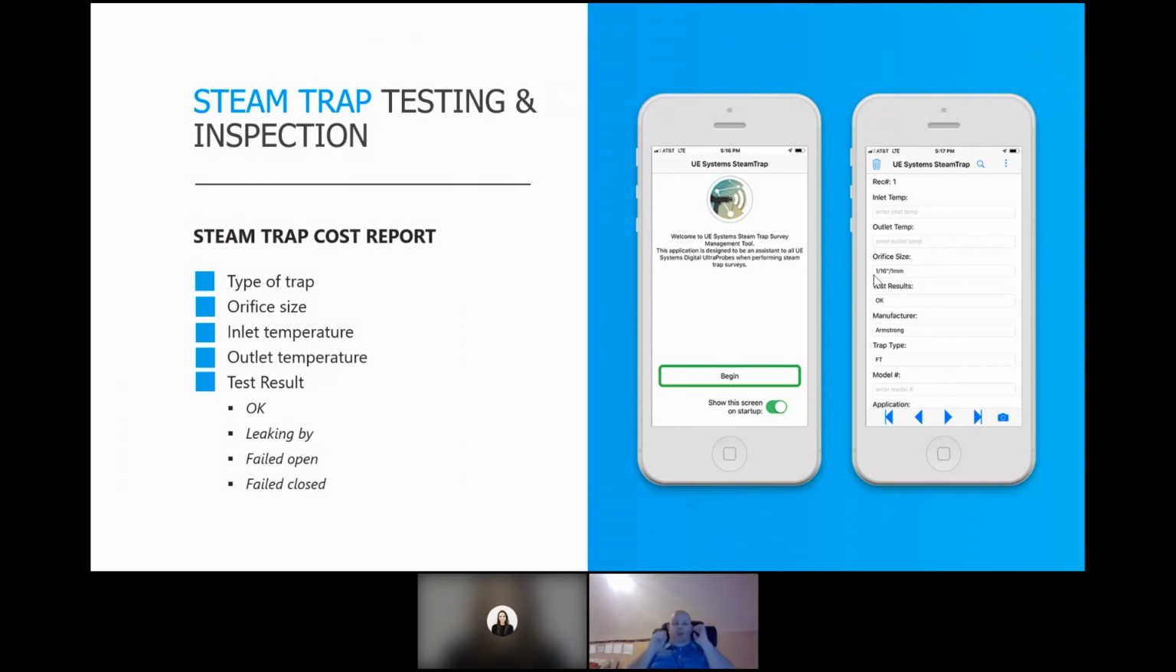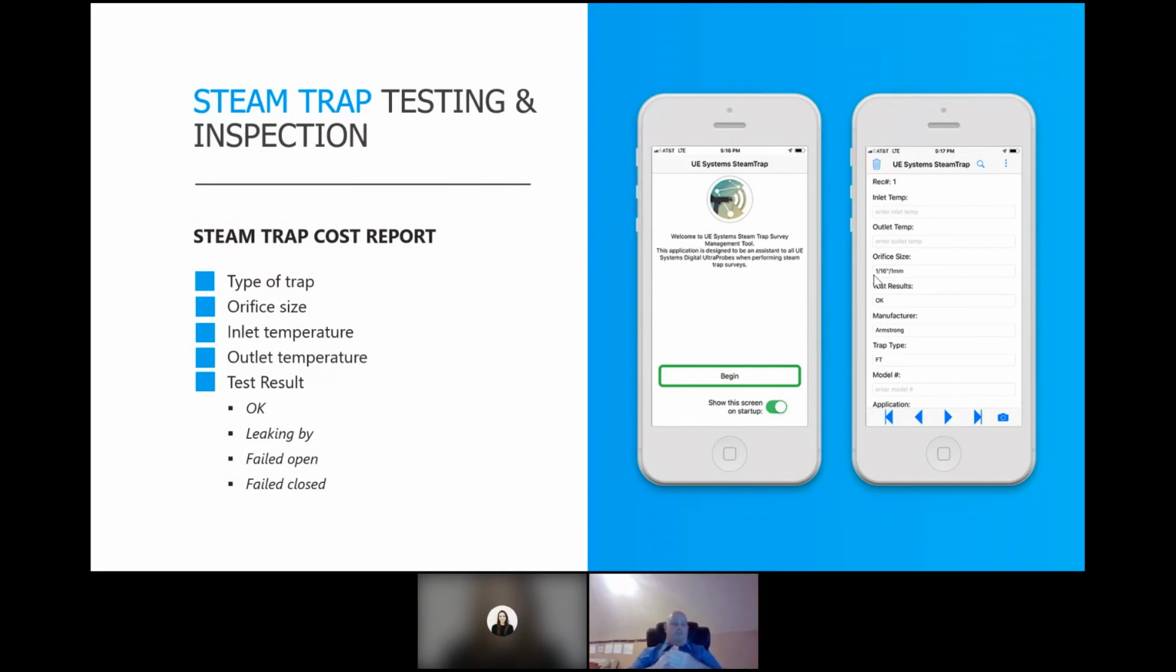But since we know that the temperature and the pressure of steam is directly correlated, if we know the inlet temperature and the outlet temperature, that's going to equate to the pressure. So that's why we need to know our temperatures. And then we're going to enter the test results. So we've tested it with ultrasound, and based off of our test, we've determined if the trap is okay, if it's operating properly. We've determined if it's leaking by steam or if that steam trap is either failed open or failed closed.